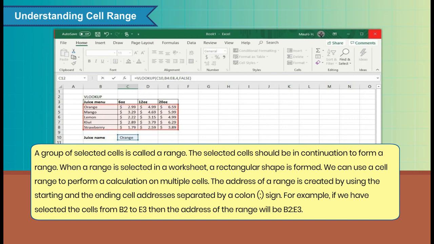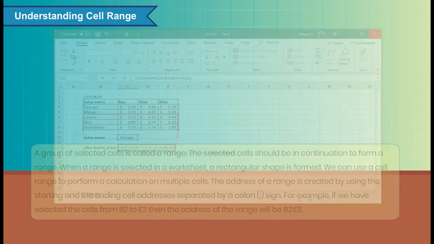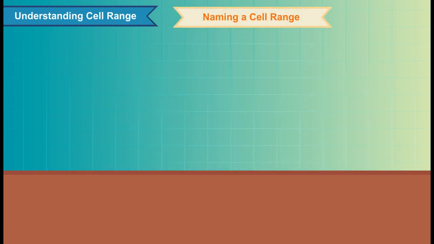The address of a range is created by using the starting and the ending cell addresses separated by a colon sign. For example, if we have selected the cells from B2 to E3, then the address of the range will be B2 colon E3.